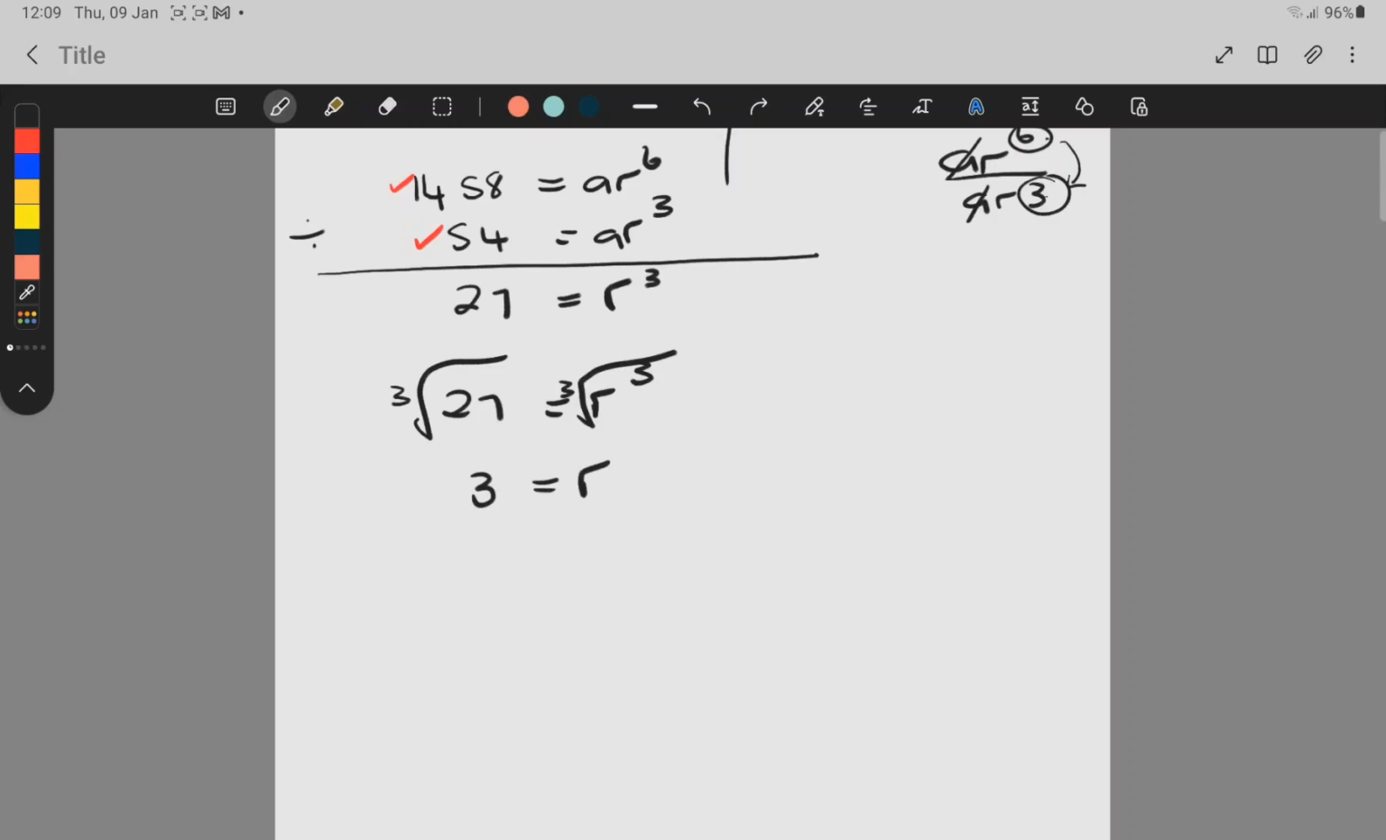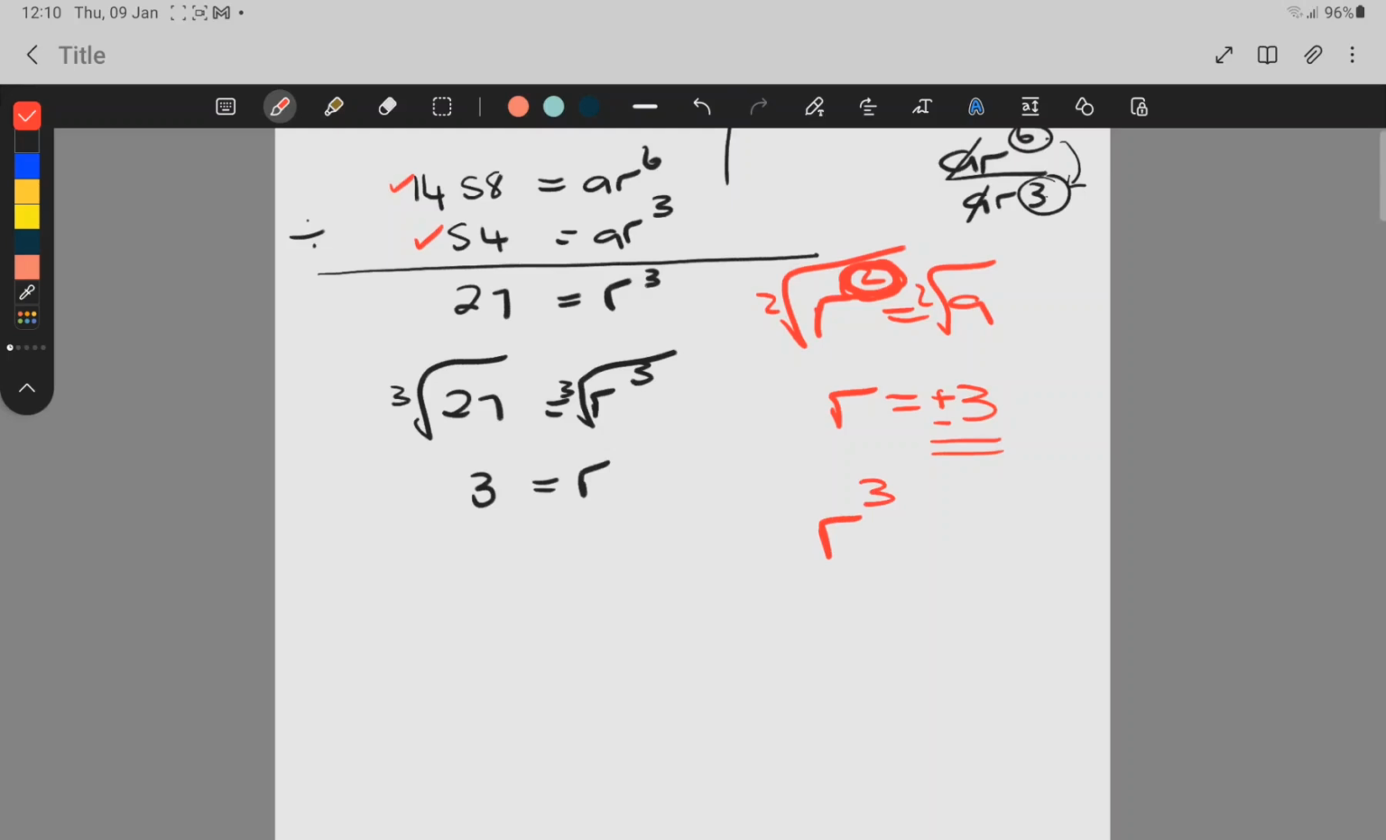Before we continue, I just want to show you something. Let's say you had R squared is equal to 9. Then you would take the square root of both sides and you would say R is 3. But because this is an even number, the answer is plus or minus. So you must just make a note for me, eh? If this power is an even number, the answer is plus or minus.